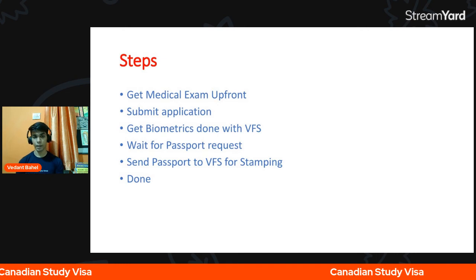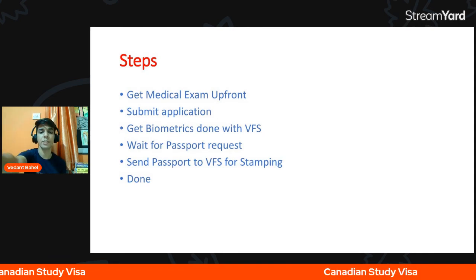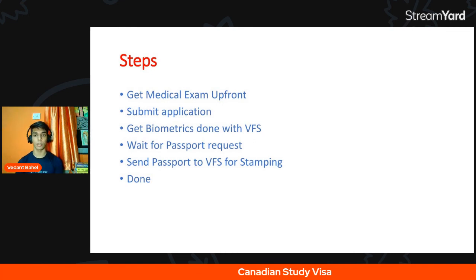Once your application is submitted and you have paid the fee, in 24 to 48 hours, or in one working day, you will receive something called a biometric instruction letter, which will give you instructions about how to give your biometrics. You need to wait for that document. Once you have the biometric instruction letter, you need to download it.